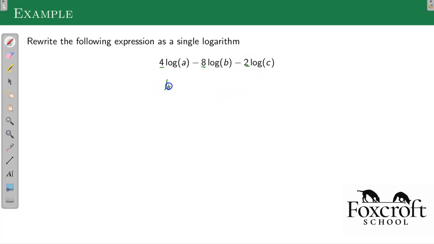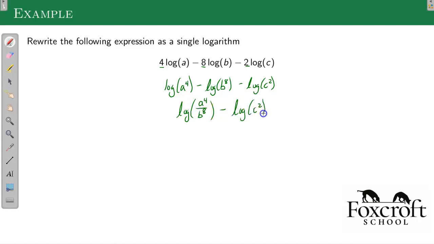So to do that, I'm going to have log of a to the 4th minus log of b to the 8th minus log of c squared. And now I just have the logs, but there's a minus sign between these first two, so I can divide them. And now I have a minus sign between these two, so I can take the first term and divide it by the second term. And this is not fully simplified.